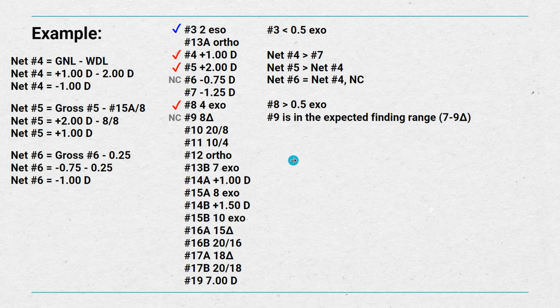Look at number 9. The expected finding for number 9 is 7 to 9 prism. The 8 prism is inside the range of 7 to 9. So it is NC, not checked.